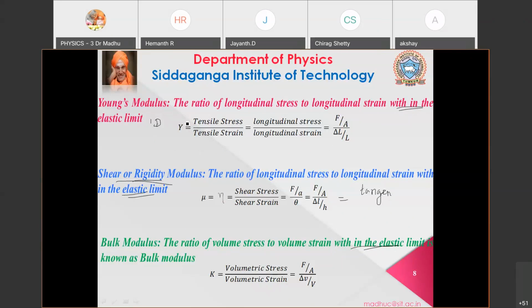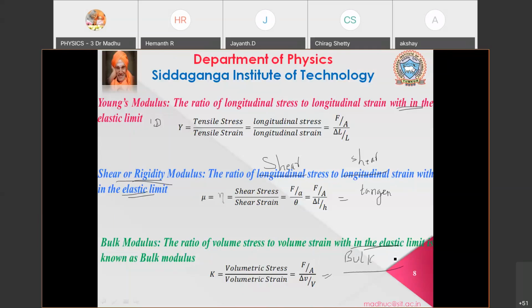Okay, the ratio of whatever, so I think this is wrong, right? This has to be shear or tangential. This is what happens if we copy paste. This is your shear stress and shear strain, not longitudinal. The last one is your volumetric or bulk modulus. It is nothing but the volume stress by volume strain, or you can also call it bulk stress by bulk strain. So this is your bulk modulus.